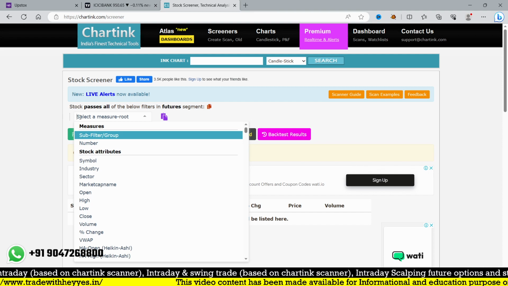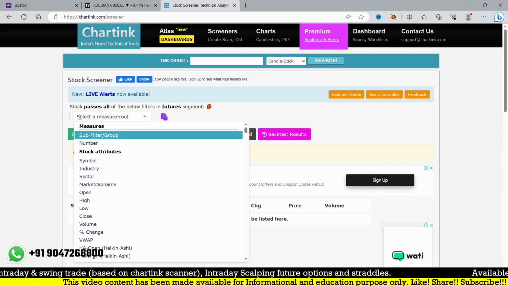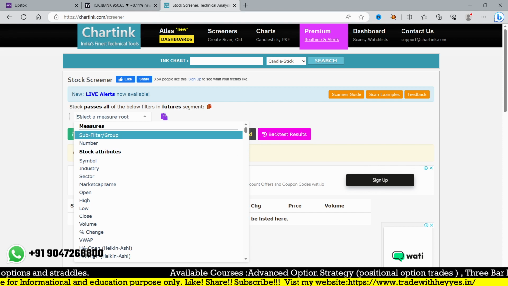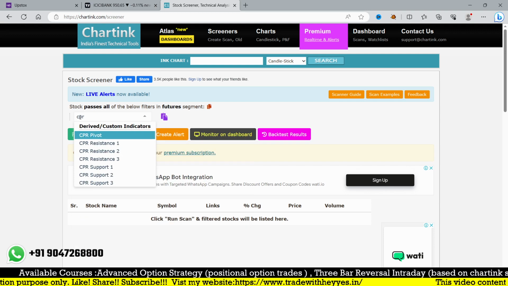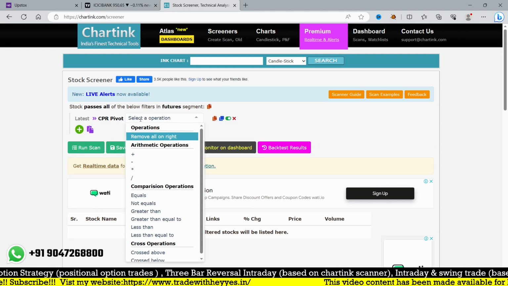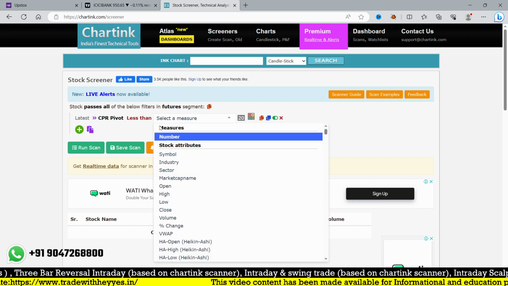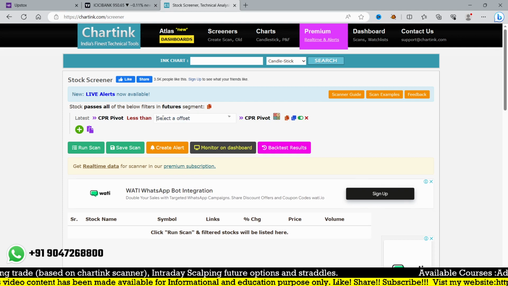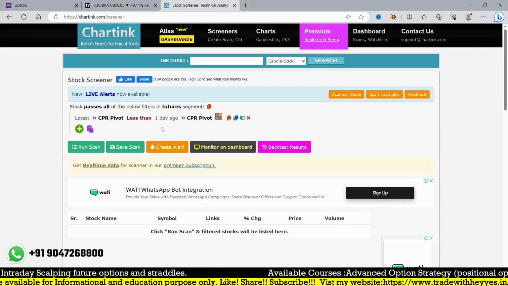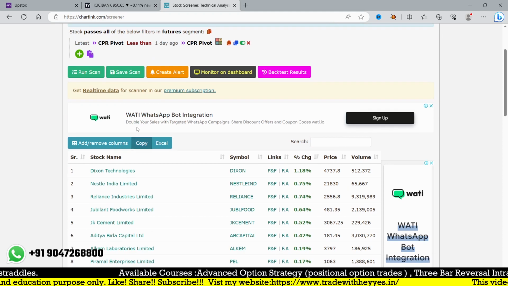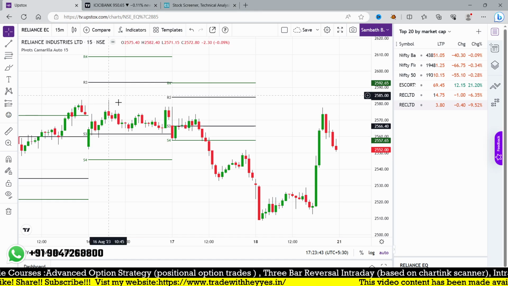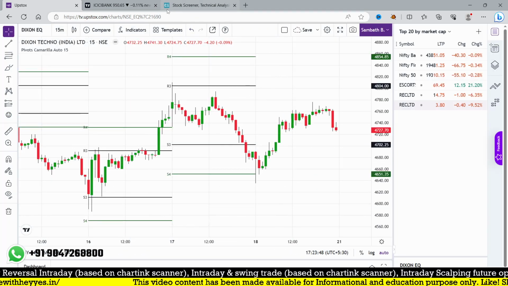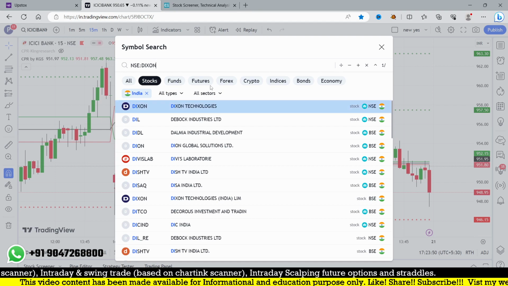What we are looking for is simply that the pivot level should be less than the previous one. As we created a custom indicator, the CPR pivot, that should be less than the CPR pivot 1 day ago. We'll check this, because if you are using 1 day ago, then you will be getting tomorrow's level. Dixon, Nestle India. Let me check Dixon. Maybe after 6 o'clock it will change.